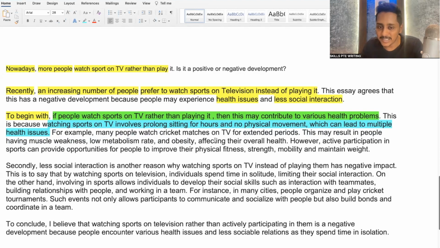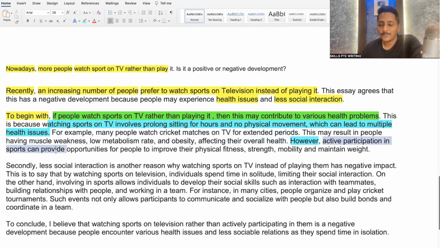Affecting, this is the gerund, ing. This is also a complex sentence. Affecting their overall health. All perfect. She talked about health problems. She wrote about health problems. But the question is, rather than playing it as well. However, that is where she gained my recognition.